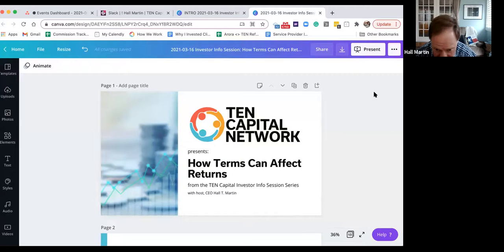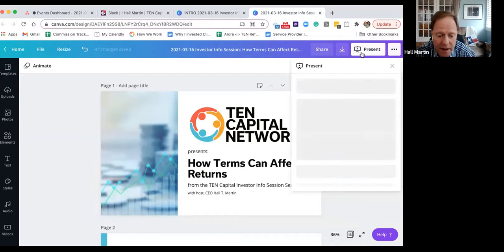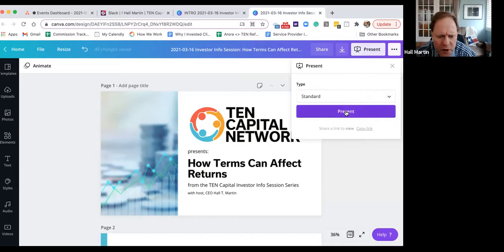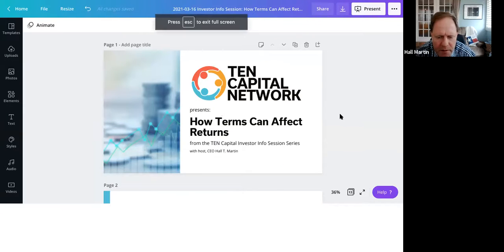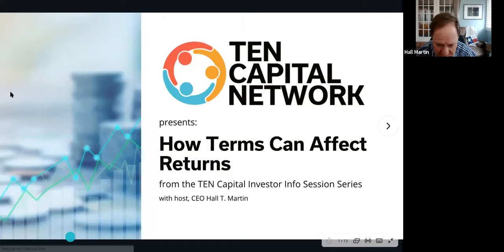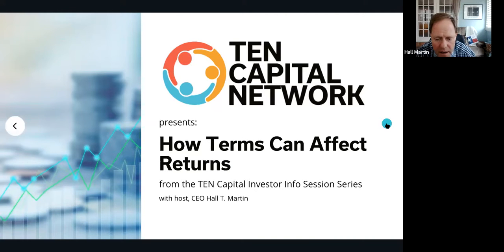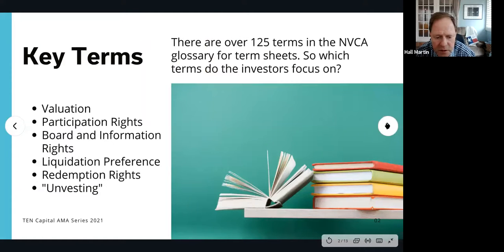I find this is a key topic for both startups and investors. There's over 125 terms in the National Venture Capital Association glossary for term sheets, and it's easy to get lost in all of those. But the reality is, in most term sheets, there's only 5 to 10 terms that really come to the fore and are used often and make a difference. And that's what we're going to do today, is talk about those key terms. So if you look at it, I would propose that the following 6 terms are really the ones you ought to look for in the next term sheet, or talk with your team about and negotiate with investors.